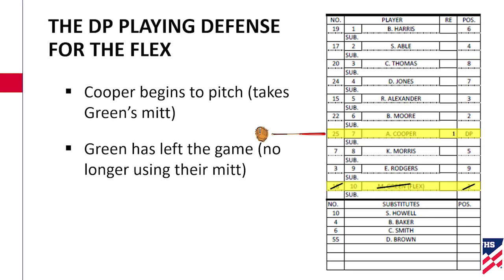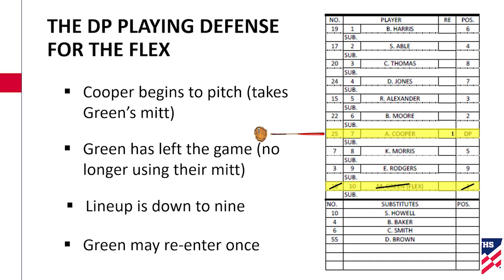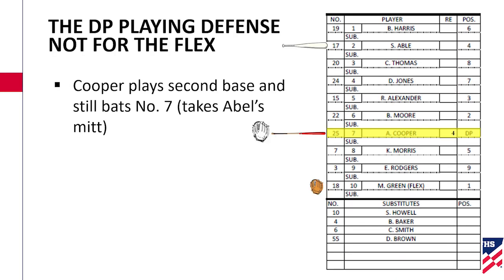But again, as a representation of playing defense, they've now quit playing defense. Okay? So at this point, Green has left the game because they're not playing defense. The lineup's down to 9 active players. We still have that position available, either for a re-entry or for a substitution, but we're down to 9 active players. So again, Green may re-enter.